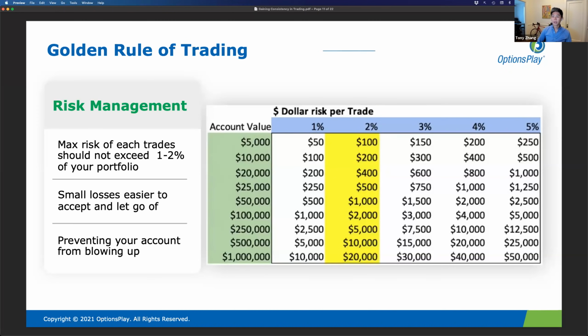So placing OCO orders will take care of risk. Placing OCO orders kind of takes care of risk because, again, the market can blow through your stops and you can get stopped out worse than what you were expecting to get stopped out at. So you really need to make sure that you understand the difference between those two.